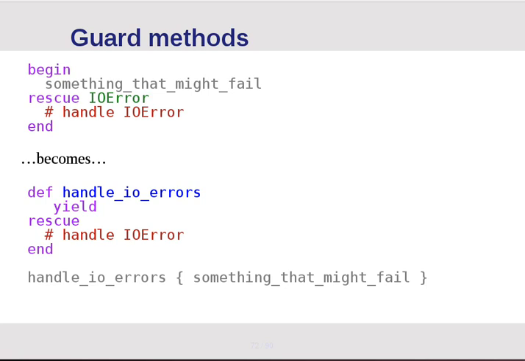One way to refactor code that uses begin blocks into this idiom is to use guard methods. So if right in the middle of your business logic you have a case where something raises an IO error and you have to handle it if it happens, you can extract that out into a guard method whose only job is to handle that error.